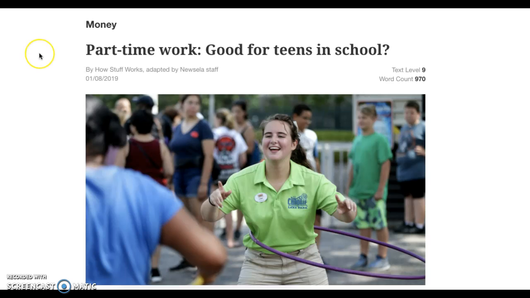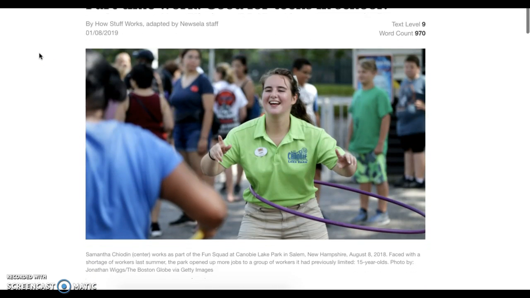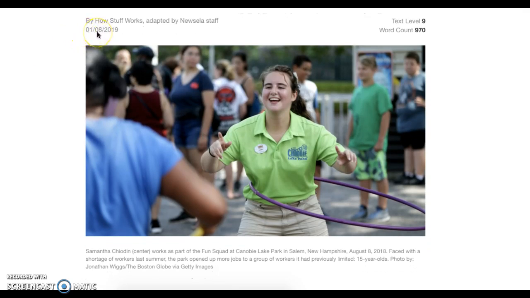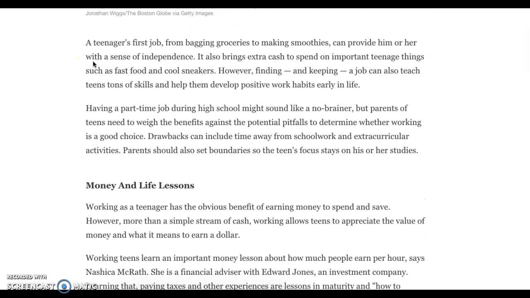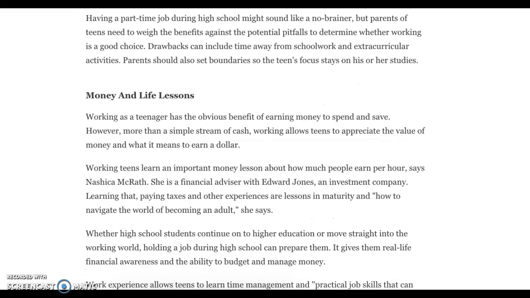Today's article is titled Part-Time Work, Good for Teens in School. It was written on the 1st of January, or the 8th of January. It begins with the first paragraph here. A teen's first job, from bagging groceries to making smoothies, can provide him or her with a sense of independence. It also brings extra cash to spend on important teenage things such as fast food and cool sneakers. However, finding and keeping a job can also teach teens tons of skills and help them develop positive work habits early in life.